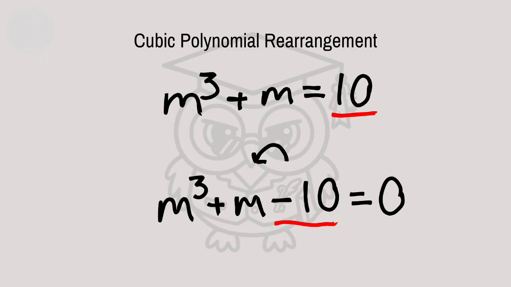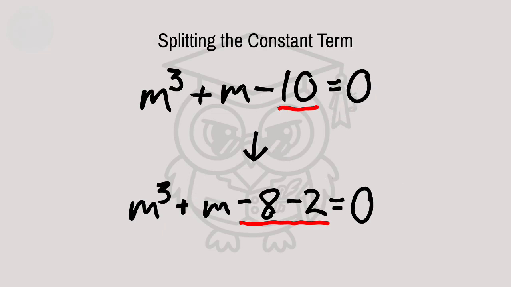Now let's rearrange the cubic equation into standard polynomial form. Subtract 10 from both sides of the equation to set the entire expression equal to 0. This yields m to the third power plus m minus 10 equals 0. Decompose the constant term negative 10 into parts that align with perfect cube numbers. Express negative 10 as negative 8 minus 2. The equation becomes m cubed plus m minus 8 minus 2 equals 0.